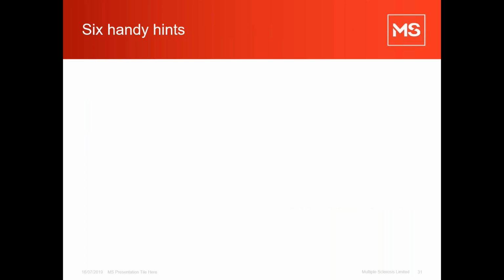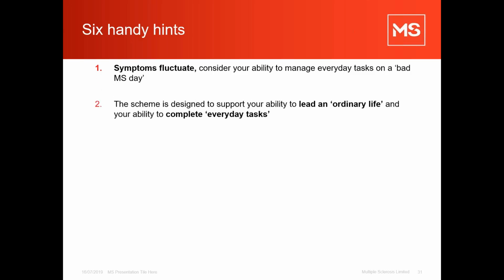So I've got some handy hints about completing the access request form. Your symptoms fluctuate, so I want you to consider your ability to manage everyday tasks on a bad MS day. This is their wording about an ordinary life. The scheme is designed to support your ability to lead an ordinary life and your ability to complete everyday tasks and activities. So if you think that your life is no longer an ordinary life, that incrementally it's changed because your MS has progressed, and that you struggle to do everyday things that everyone else takes for granted, then we would consider that you should be applying for the NDIS.